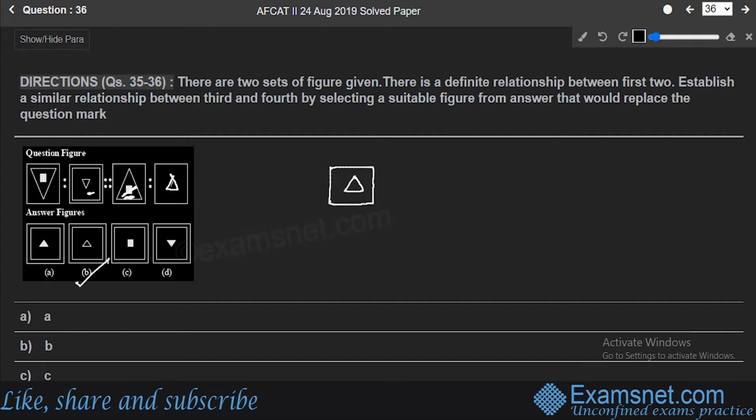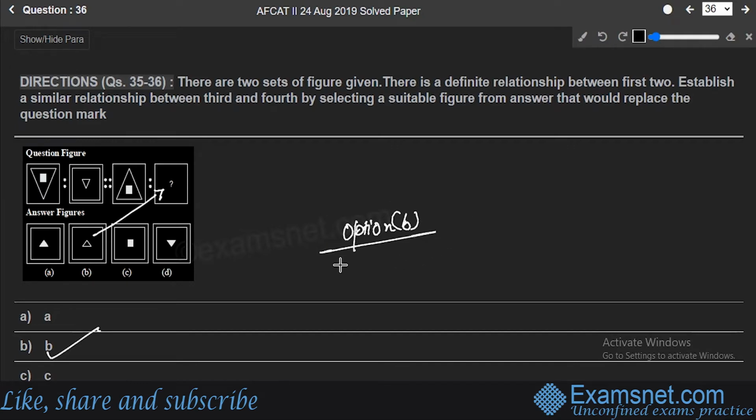So, seeing this, option B seems to be the absolutely correct one, which will fit in this question mark, right? This seems to be exactly the one which fits in the question mark. So, option B is the answer to this question. Hope this is clear. So, let's move to the next question.